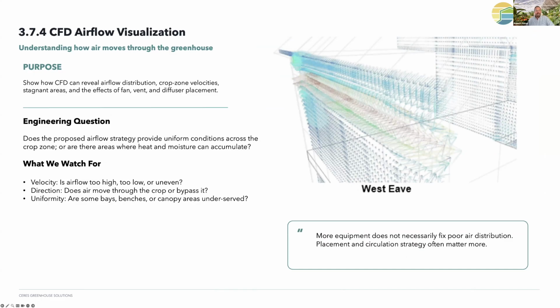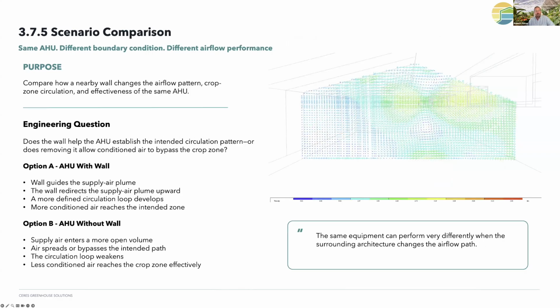We use CFD to see how the air moves through the space instead of assuming that the fans will automatically create uniform conditions. We can evaluate whether the airflow is reaching the crop zone. The goal is to create consistent conditions across the crop zone without excessive air speeds or stagnant zones.